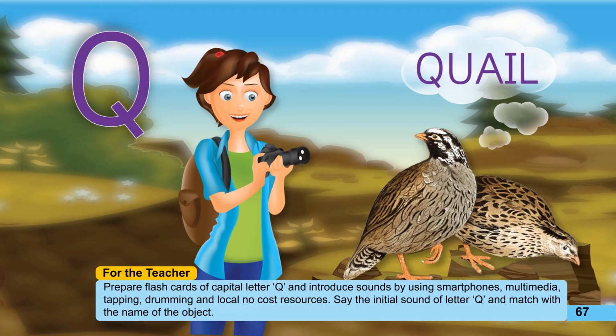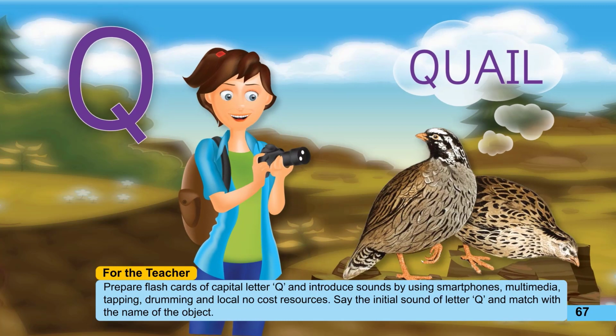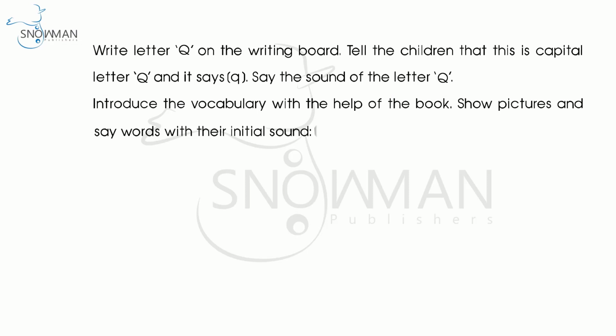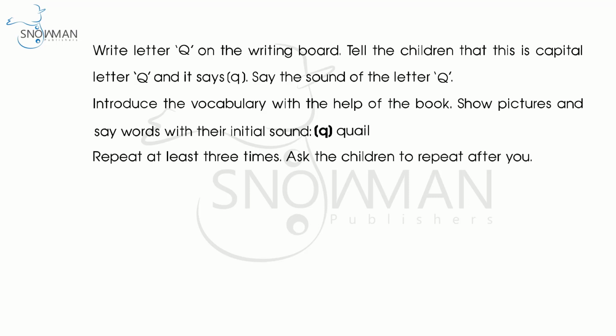Show pictures and say words with their initial sound. Q, qua, quail. Repeat at least 3 times. Ask the children to repeat after you. Involve the class in this process.